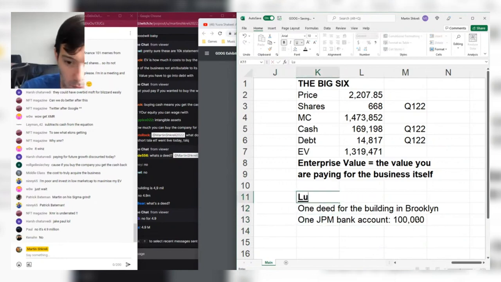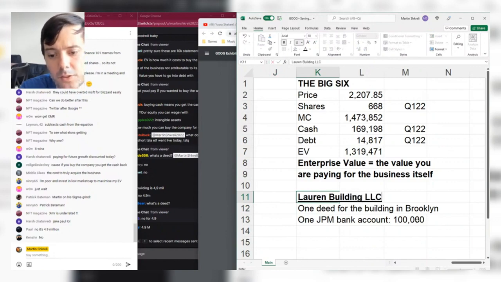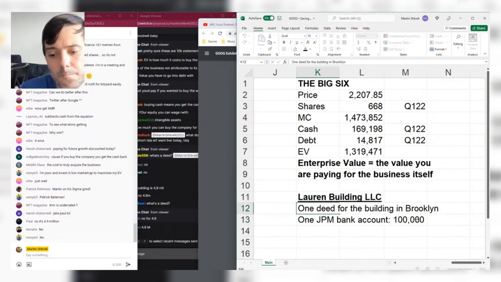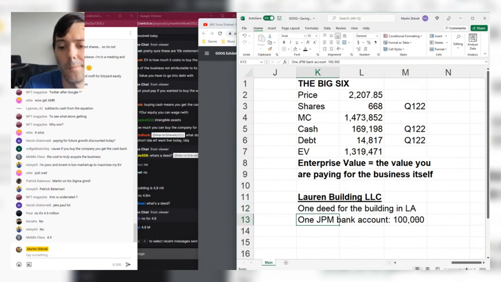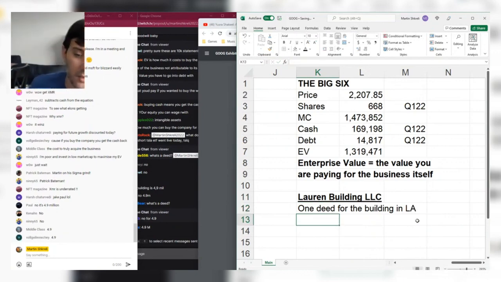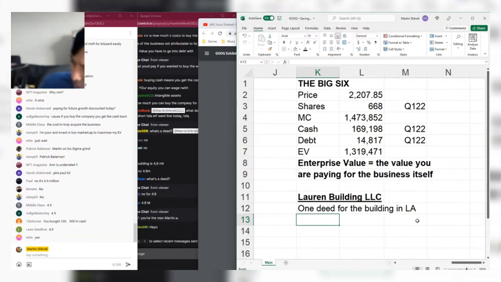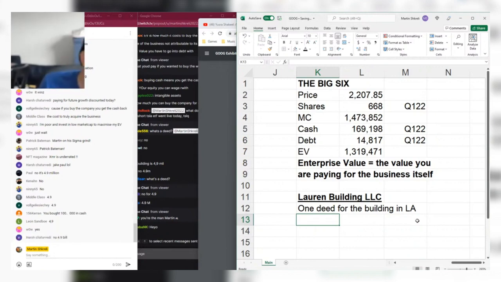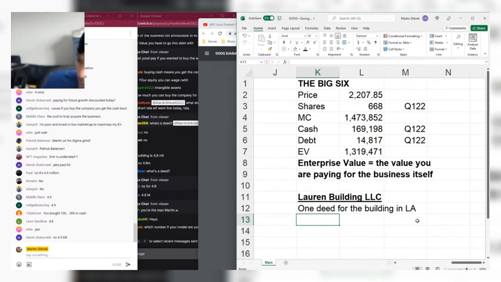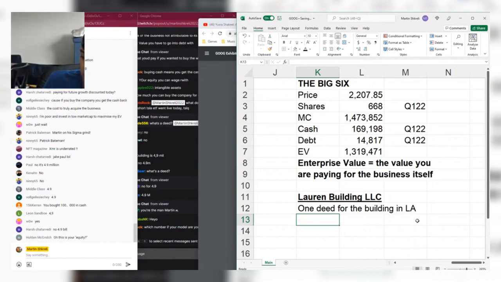Let's say it's Lauren Building LLC, and Lauren comes to me and says, let's say this is LA. Well, I got a building in LA. I said, okay. Well, what do you want to sell me the building for? And Lauren's a very beautiful woman, so she says, it's a $10 million building. So, okay, well, I'll think about it, Lauren. She's very convincing, so I said, all right, I'll do this deal, but what else is going on? How do you want to do this deal?